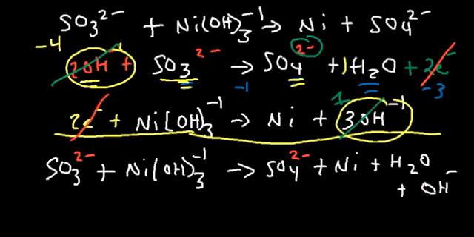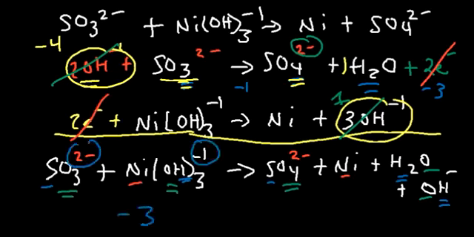Okay, let's check our work. So we have 1 sulfur atom, 1 nickel atom on both sides. We have 3 oxygen atoms here and another 3, so 6. Here we have 4 oxygen atoms plus 1, that's 6. And we have 3 hydrogen atoms, 2 here plus 1, that's 3. The total charge on the left side, -1 plus -2 is -3. -2 plus -1 is -3. So everything is balanced.